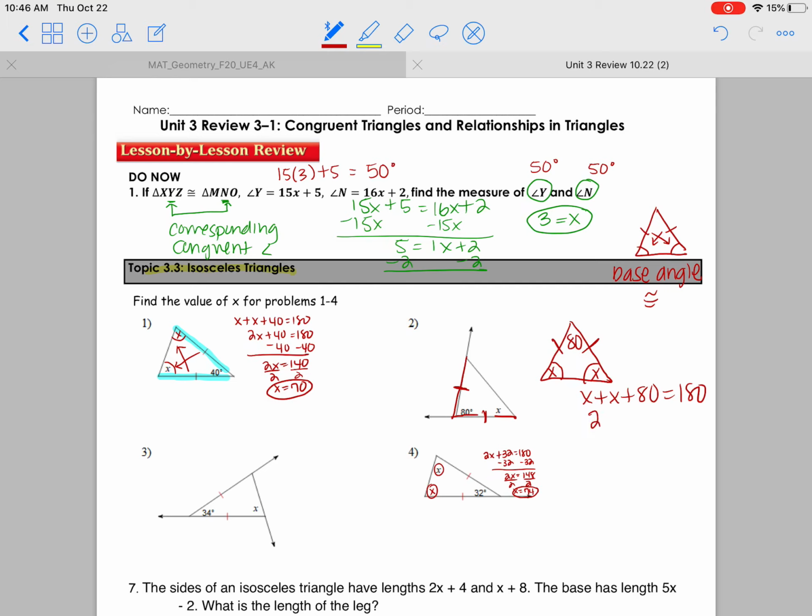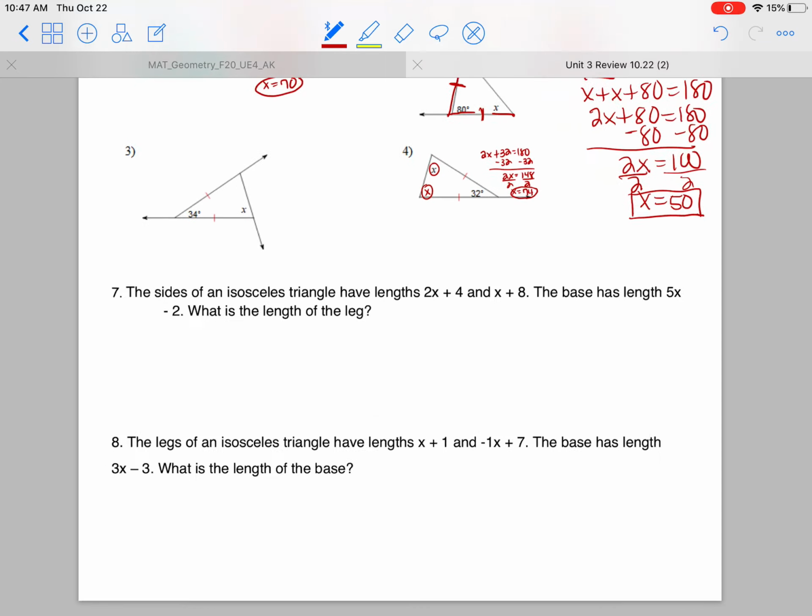So this is going to give me 2x plus 80 equals 180. Then we subtract 80, and we get 2x equals 100. Divide by 2, and we get x equals 50. So that will be the answer for the measure of my base angle x. And that's how you solve those type of problems. I'm going to move on with problem 7.